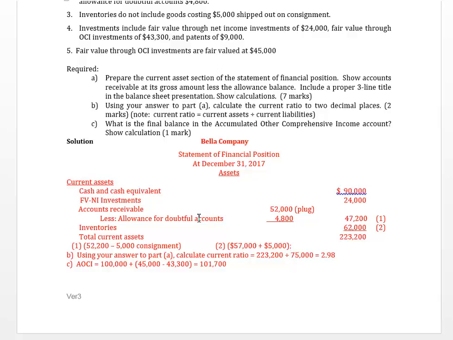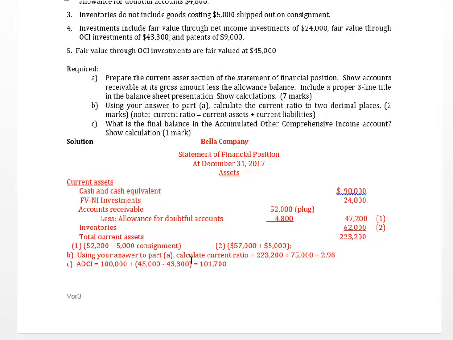Now, we did ask you here in Part C to find the final balance in the AOCI account, which is part of your shareholders' equity. Most students did a fabulous job here. They knew that they started off with $100,000 because that was given to you in the question, and they said, I know that any change in the value of that fair value through OCI investment account is going to affect my AOCI on the balance sheet. So again, anything that affects your OCI balance in the statement of comprehensive income affects your AOCI. Anything in net income affects retained earnings. Anything in OCI, which is part of your statement of comprehensive income, affects your AOCI.